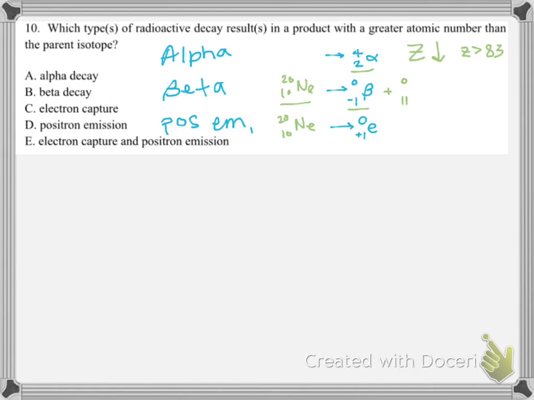And so this would now be sodium. So we've increased the atomic number through beta emission. Whereas if we did positron emission, we would decrease the atomic number to 9 to balance between both sides and become fluorine. Okay, so the answer to this question is just beta decay. And we tend to do beta decay when we have too many neutrons.